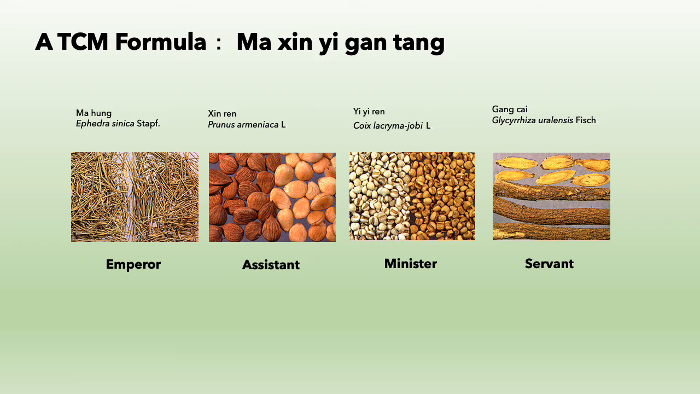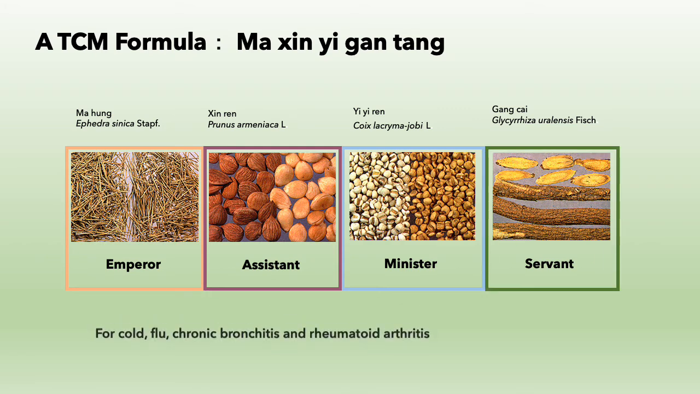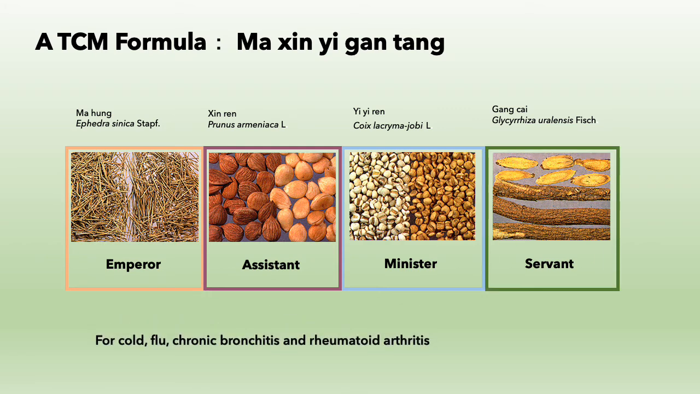So here you can see in the Chinese formula, they also give a principle. This ephedra is called the emperor. You have the minister, coix and barley seeds, and you have the assistant, and you have the servant, glycyrrhiza. So this formula is mainly according to their emperor, minister, assistant, and servant. So their concentration in the herb and position are different. But very interestingly, this formula is for treating flu, chronic bronchitis, and rheumatoid arthritis. In fact, this formula nowadays is also used in China for treatment of COVID-19.